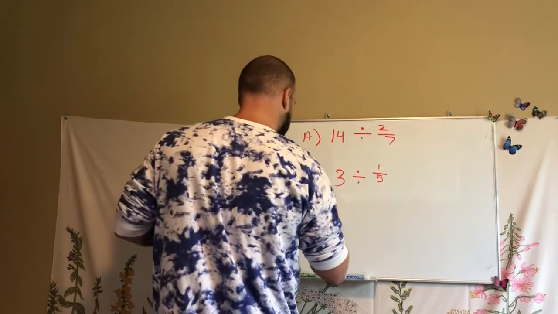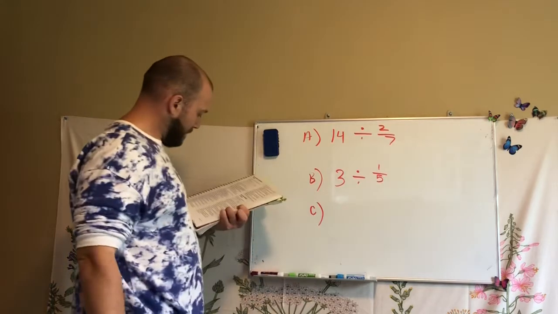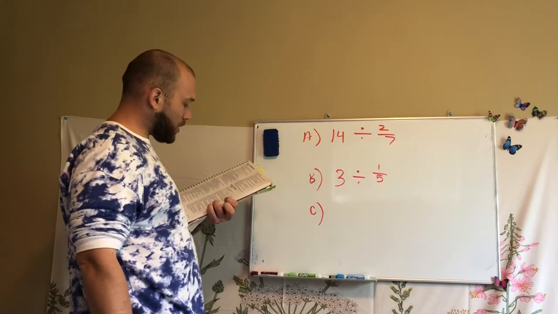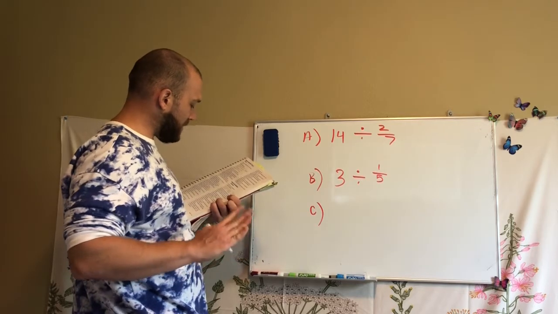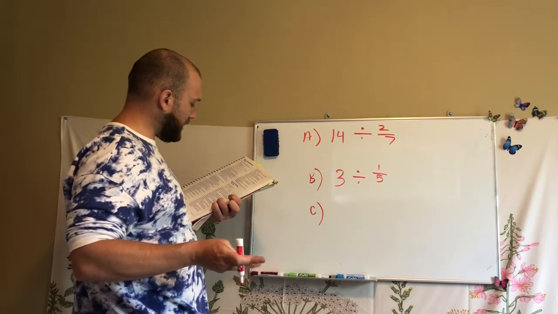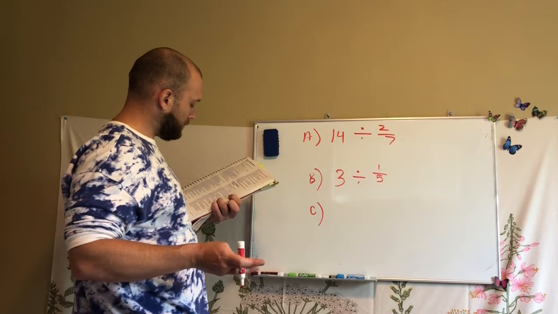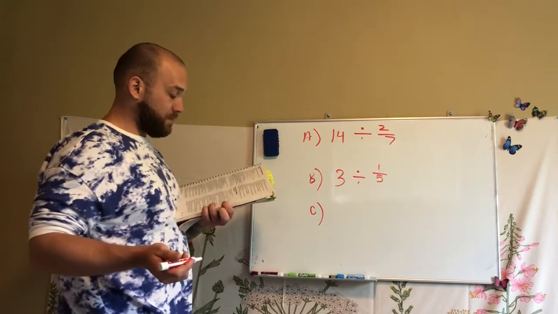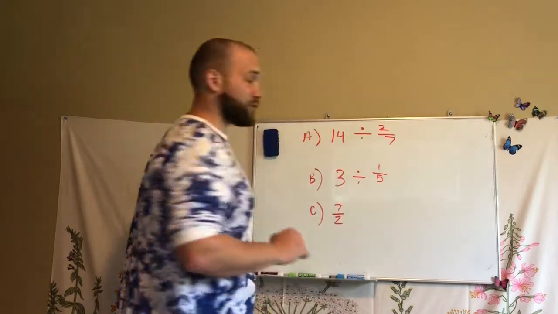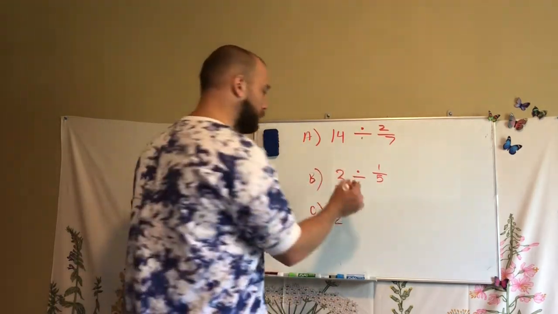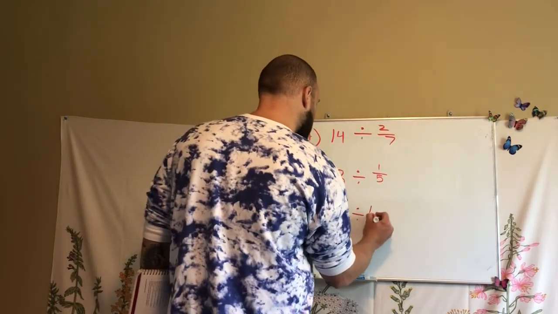Problem C. A cook divided a salad into 4 equal servings. There were 7½ pounds of salad. How much did each serving weigh? So, what's the amount you start with? 7½ pounds. And you're turning it into how many groups? 4 equal groups.